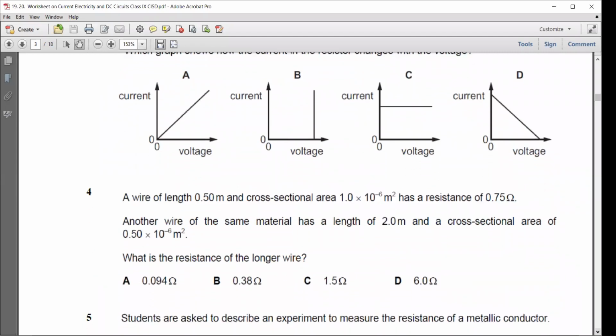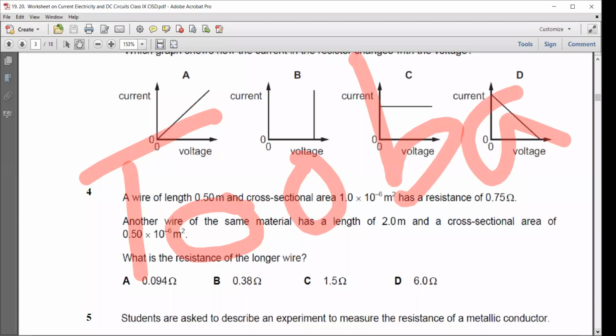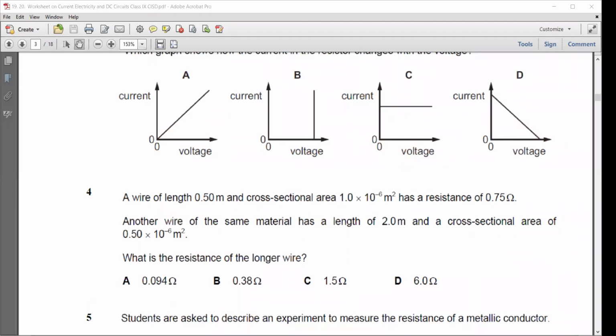Now, this question. Can anyone explain this? This one needs one formula. This one is a bit difficult question, the resistance question. We need to do it simultaneously, isn't it, sir? Yes, you have to do it simultaneously. Means we have to take the ratio.